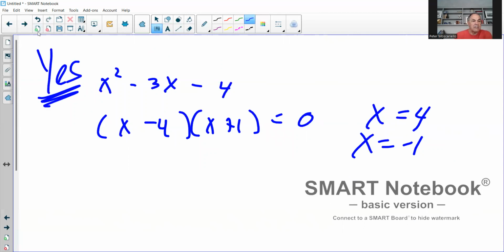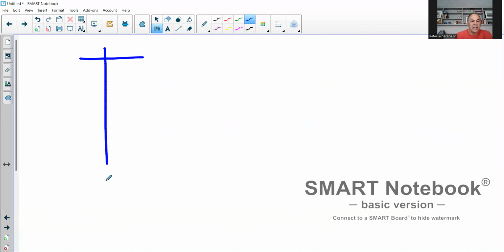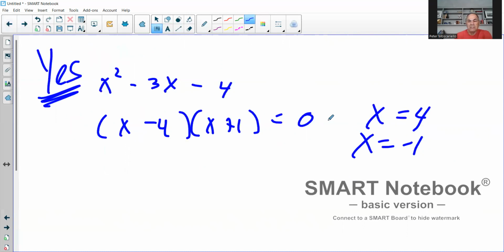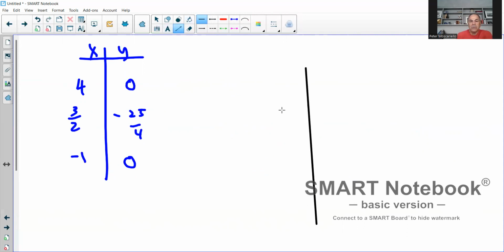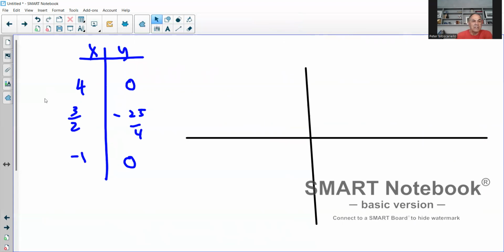All right, so now it's time to graph. Well, what values do we already have? We have a vertex of 3 halves, negative 25 over 4. And you also just got your zeros, 4 and negative 1. So that means (4, 0) and (negative 1, 0). Normally I have you do 5 points, but on this test, I'm going to say 3 points is good enough. So how do you get to 3 points? A vertex, a zero, and a zero.